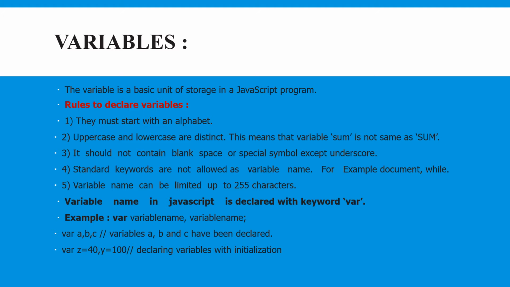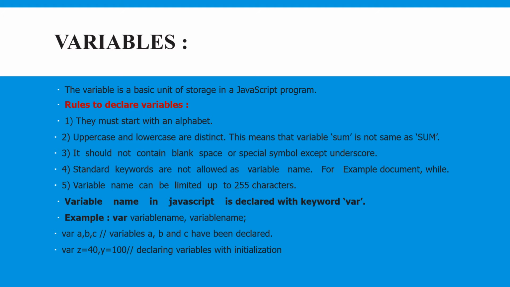The variable name can be limited up to 255 characters. That means defining the variable names, the maximum length is 255 characters. So a variable name in JavaScript is declared with the keyword var. For example, var variable name, comma, variable name. If a program contains two or more variables, then you have to put commas, which ends with a semicolon. For example, var a, b, c; where variables a, b and c have been declared.